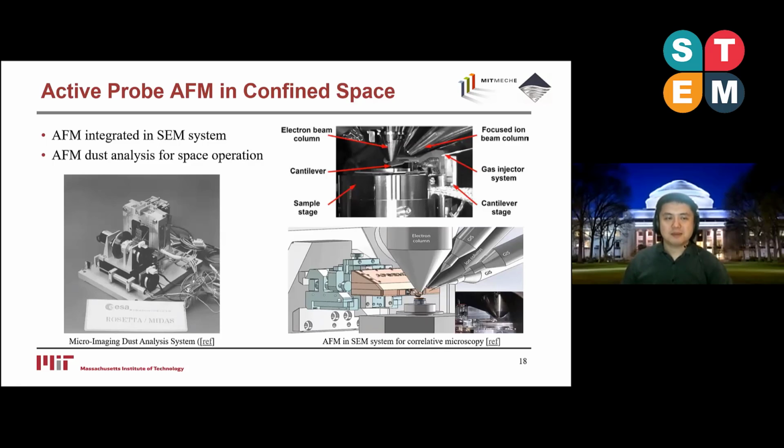In another example, we have active probes for AFM in confined space. With a small footprint, the active probe can be easily fit into spaces where room is very limited. This is not possible with conventional optical beam deflection with bulky external components.